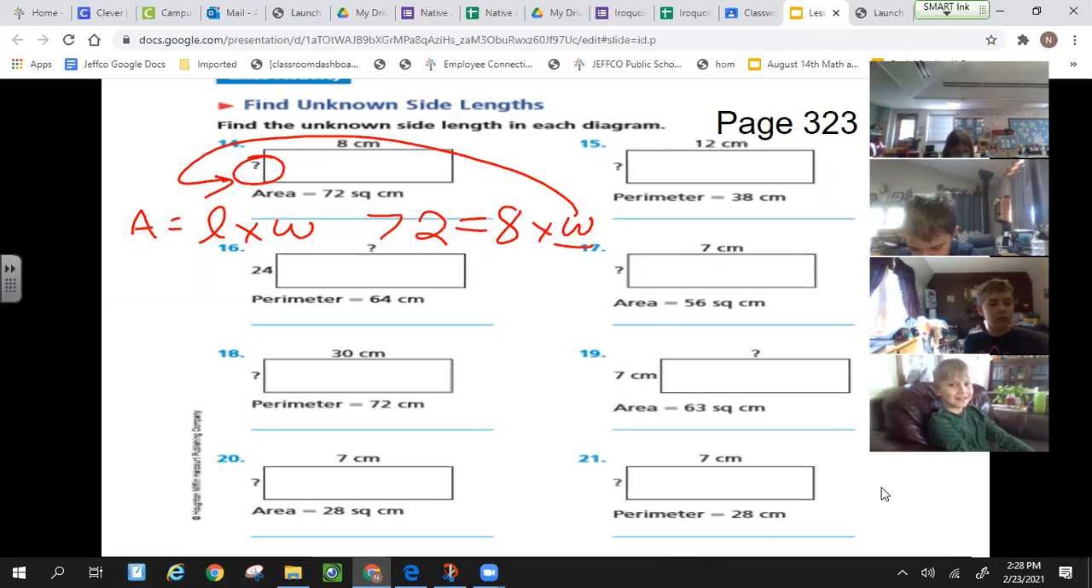Let's see. So one of the things in math, Henry, that you get graded on is explaining mathematical thinking, right? So I want you to try with your words. Think of it as an exit ticket with words. How would you explain that W equals 9? Look at the equation I wrote. How can you figure that out?